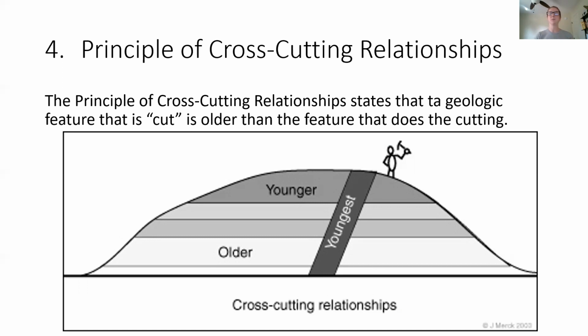Right? So this could relate to something like a fault, or that's a crack in the rocks, or a dike that's like maybe magma intruded into the rock, cut through the rock, something like that. The dike, the fault would be younger than the rocks that it cuts across.